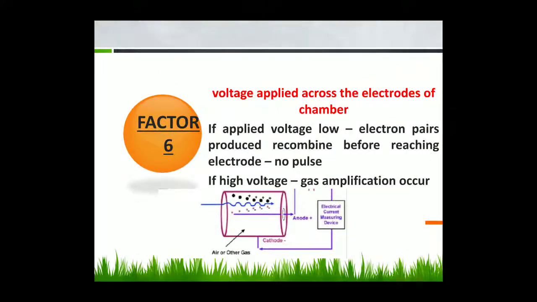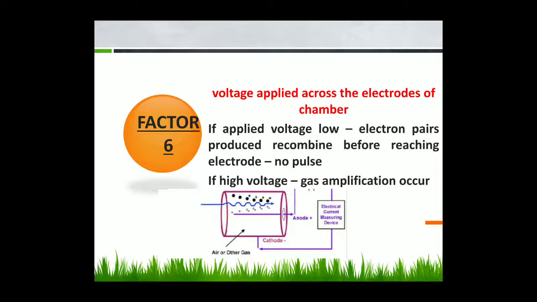The last factor is the voltage applied across the electrodes. If we apply a low voltage, then the ion pairs that are produced will recombine before reaching the electrode. They recombine with each other, so no pulse will be produced.